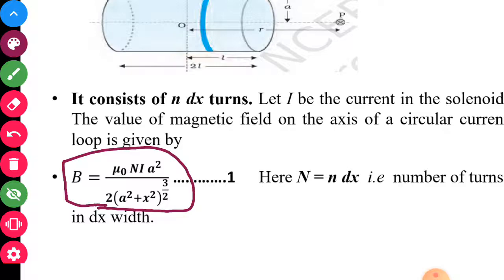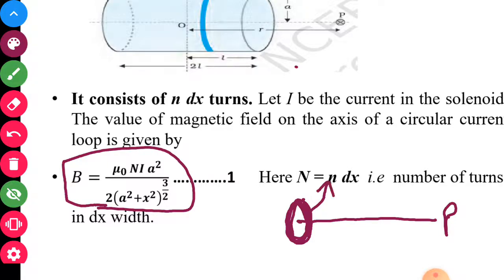So this is the current loop which we are considering right now. This blue colored current loop we are taking, and we will find out the magnetic field at this point P, which is situated at a certain distance. That distance we shall discuss. But how many number of turns are there in this particular region? That is n dx. So instead of this capital N, we shall write n dx.